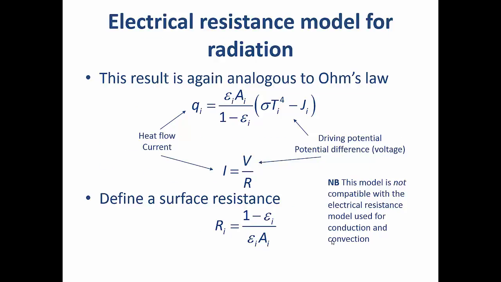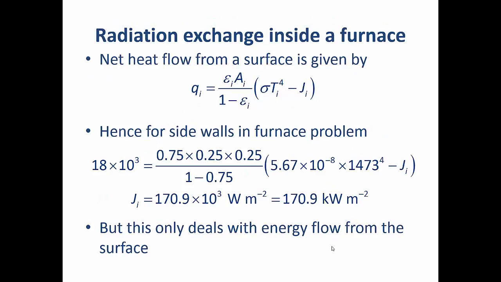This result is actually analogous with Ohm's law. Once again, I can say the heat flow is equivalent to the current. I can say that the driving potential or potential difference is sigma Ti to the fourth minus Ji, and then the inverse of this term will be the resistance, and I define that as a surface resistance. One thing you should be very careful of: this electrical resistance model is not compatible with the electrical resistance model that I previously used for conduction and convection.